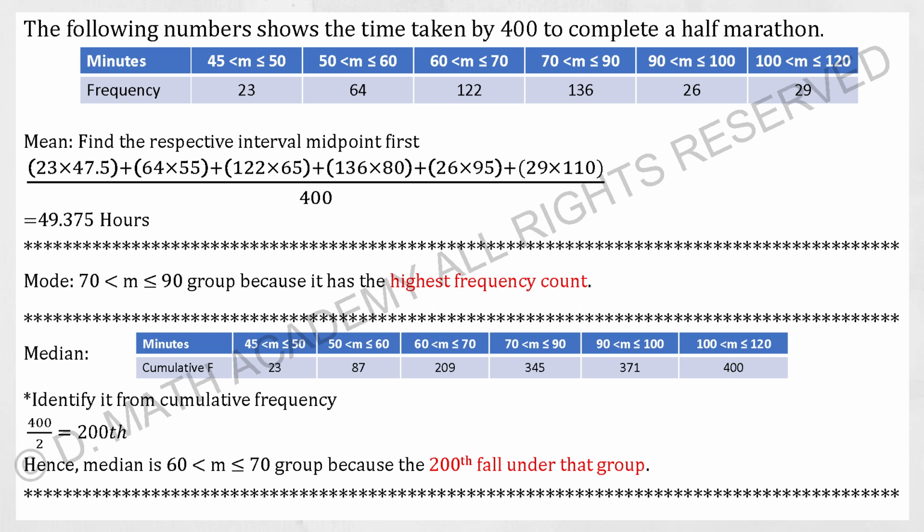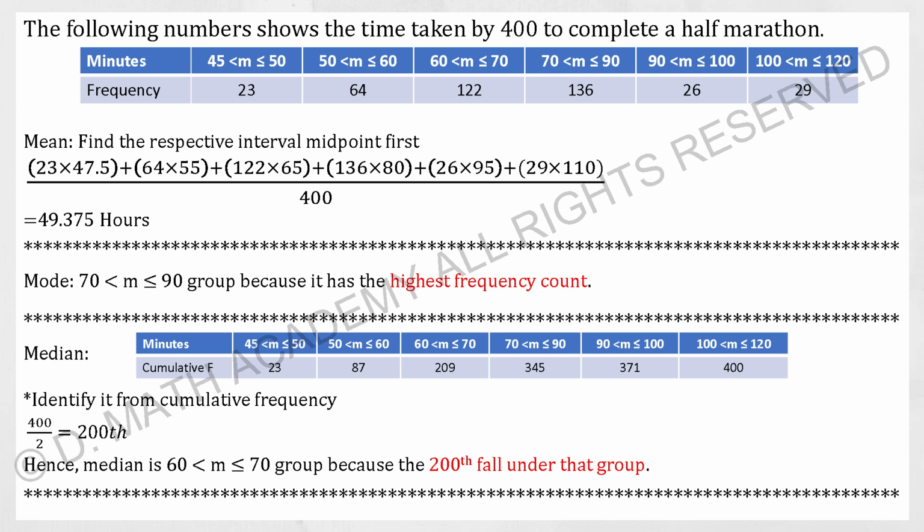For the next one, they will call this either mode or modal class. It actually refers to the same thing, which is the one that has the most frequency count. So it will be the group m less than or equal to 90 and more than 70.